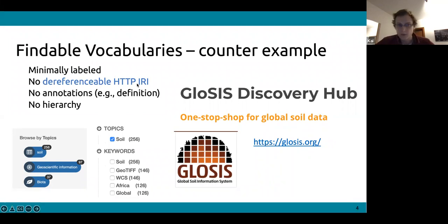No dereferenceable HTTPS IRI, as in no URL you can click on to just get there and see the accompanying metadata about what that vocabulary term might mean. No annotations like definitions, no hierarchical arrangement. For a very first stop shop, that's okay. But I think as vocabularies get more sophisticated, having all of those things is incredibly useful.